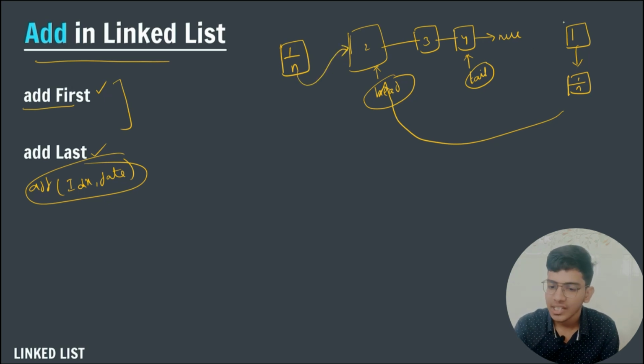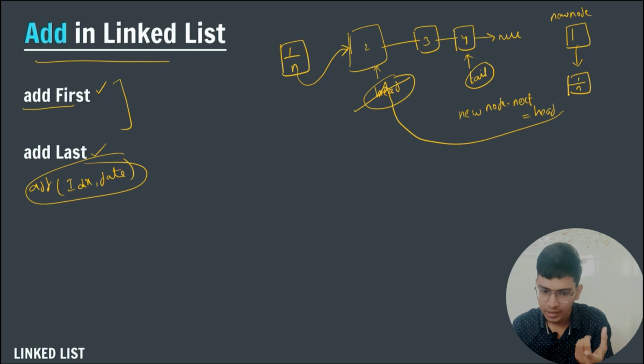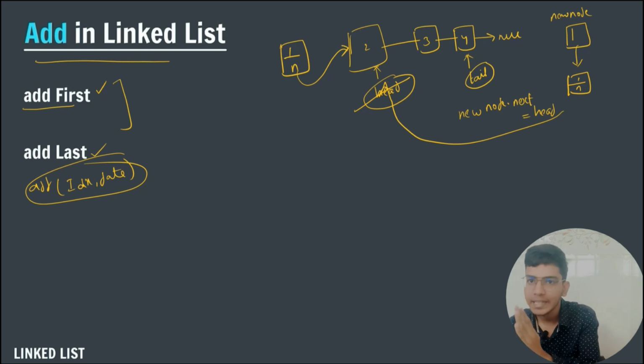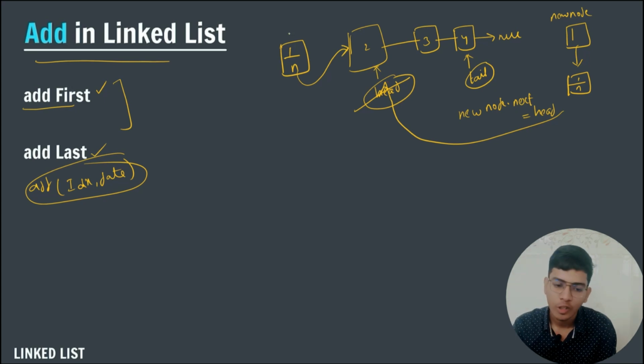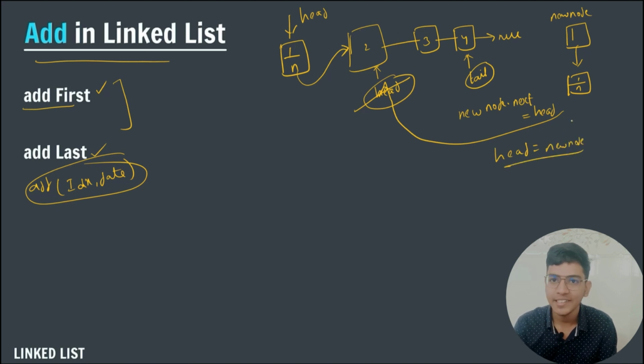Let us consider that this is my new node. So I can write new node dot next is equal to head. And after that, I can change the value of head. This is the head now. After pointing, I can change my head value, so my head will become this. That is, head is equal to new node. This is how I can add elements in my linked list at the very beginning.